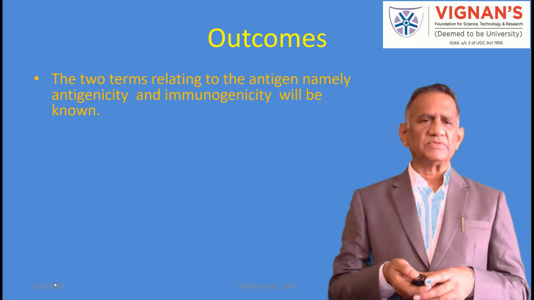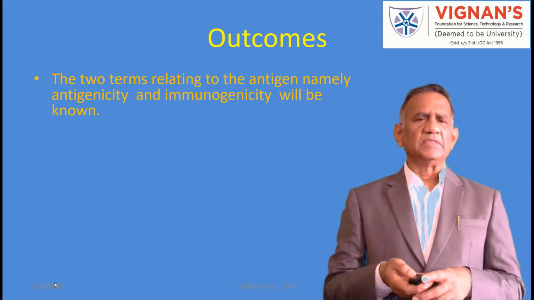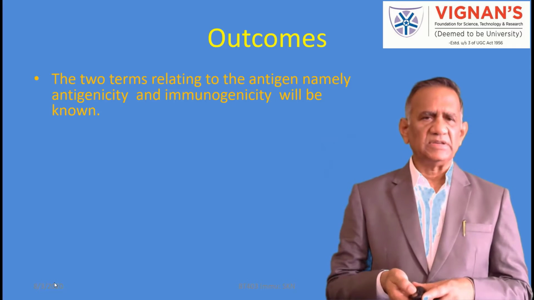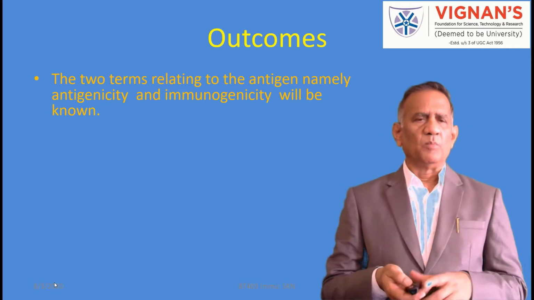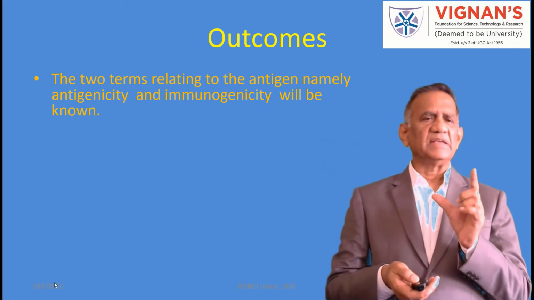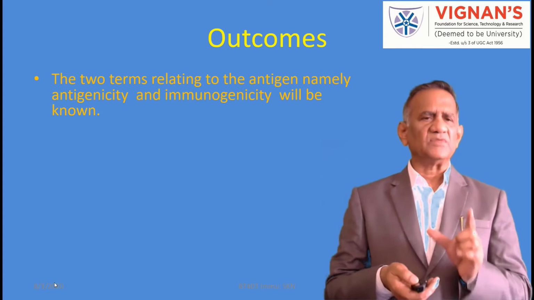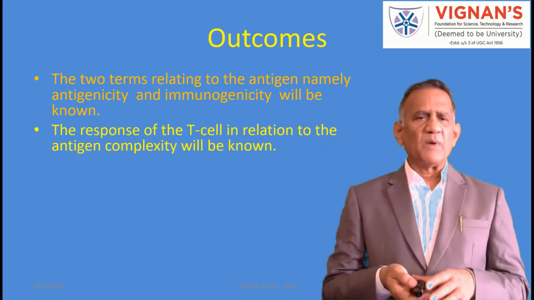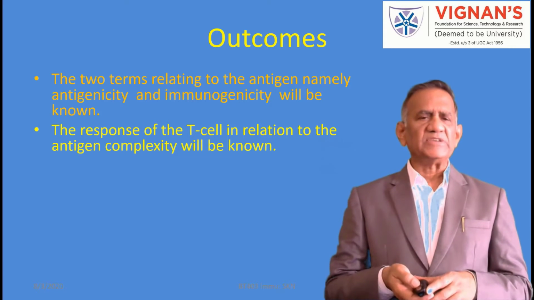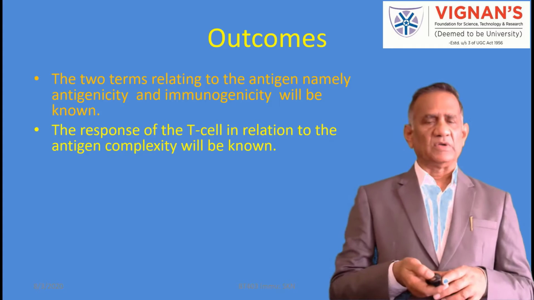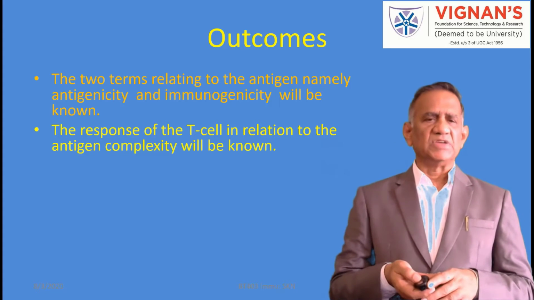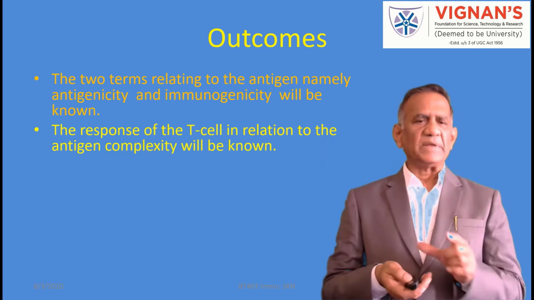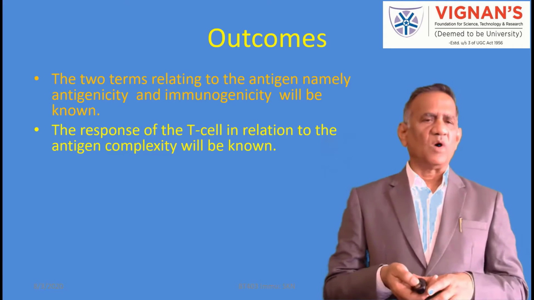The expected outcomes of this 7th topic: the 2 terms relating to the antigen, namely antigenicity and immunogenicity, will be known. Though both are synonymous, there is a variation in the involvement of the cellular components. And the response of the T cells in relation to antigen complexity will be known. Here we are using another jargon, complexity, along with the antigen. The complexity makes the T cell get involved.